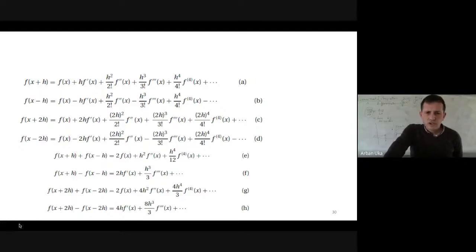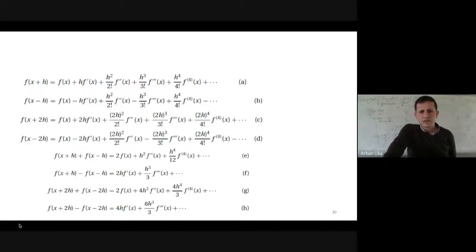If we look at equation E, you can see that we have taken away the first derivative, or all the odd derivatives. They don't appear because they cancel out, okay? Then if we subtract a from b, the first Taylor expansion from the second, we find equation f, which is the sixth equation here on the slide, and we notice that all the even derivatives are not existent because they are cancelled out.